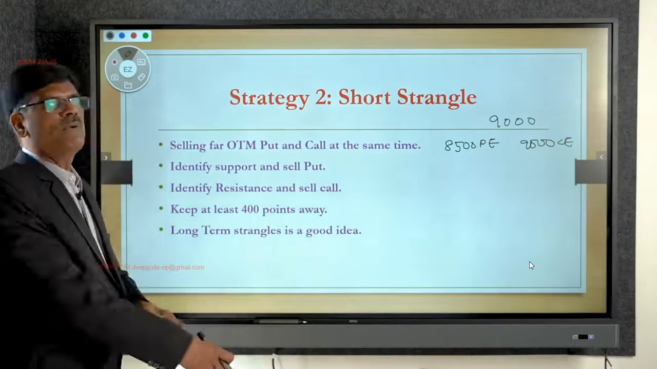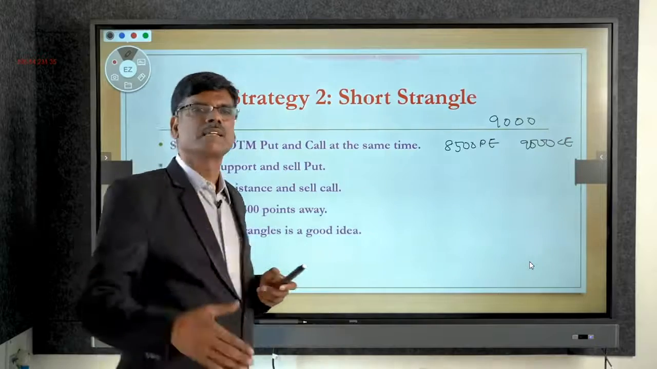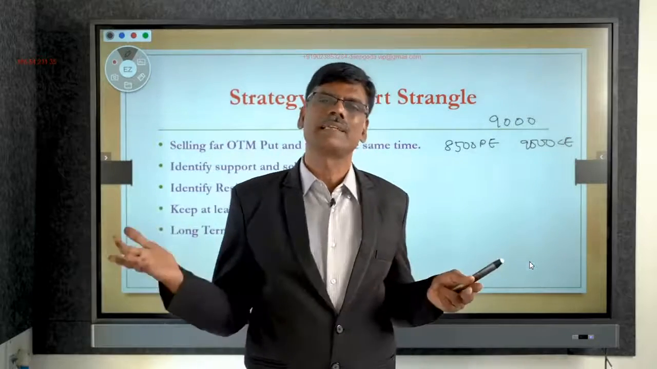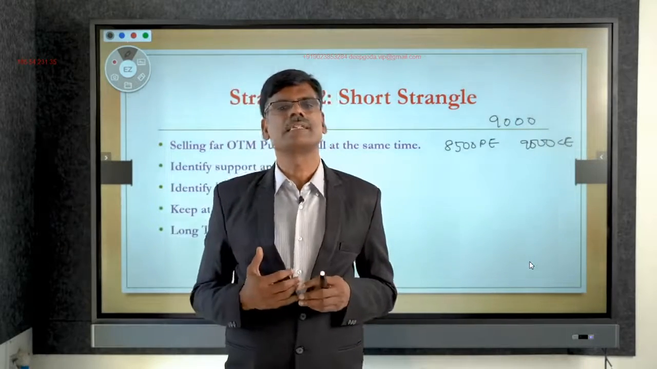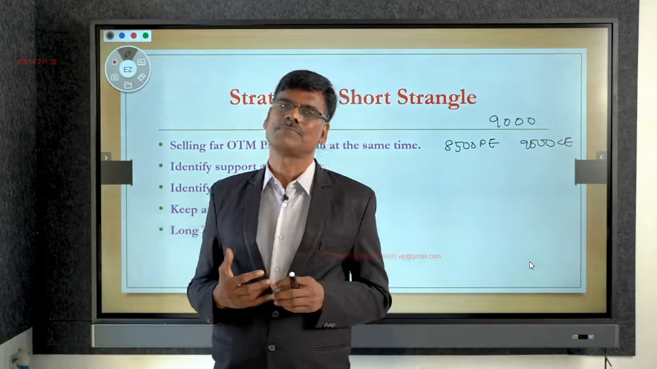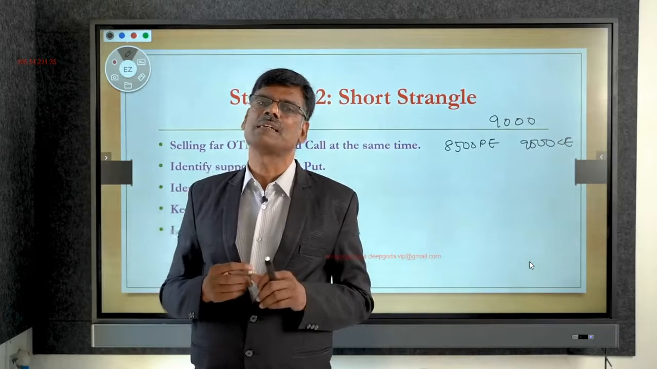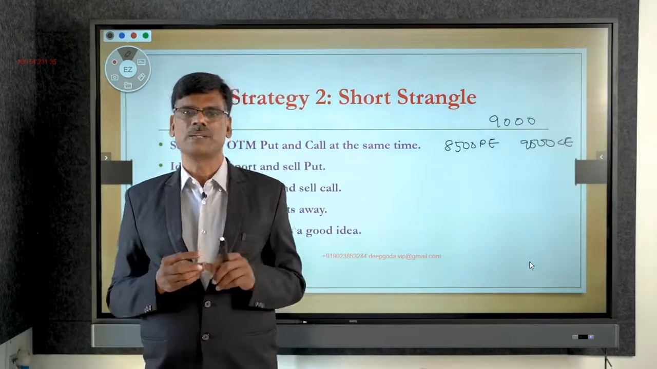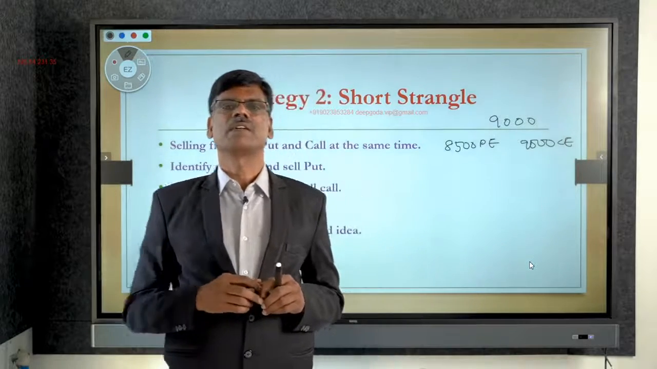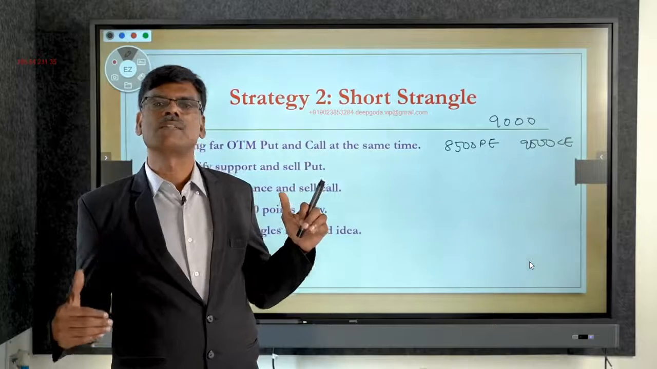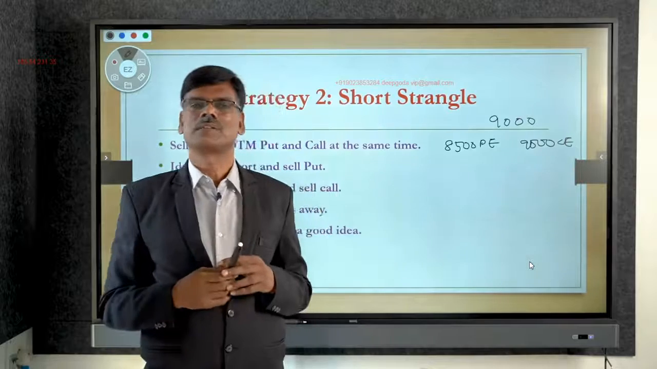And what normally people do, some people tell me, sir, I am a technical analyst. I know 8,000 is the support, 10,000 is the resistance. Then I tell them, okay, if you think 8,000 is the support, you sell 8,000 put option. And 10,000 is the resistance, you sell call option at 10,000. Some people go by the open interest. Sir, 9,000 put option has the highest open interest. 10,000 call option has the highest open interest among the call options. So the support is 9,000 on the downside, 10,000 on the upside. Then you go and sell 9,000 put and 10,000 call.